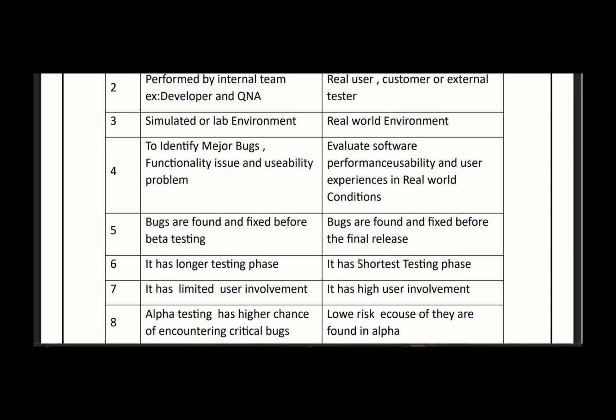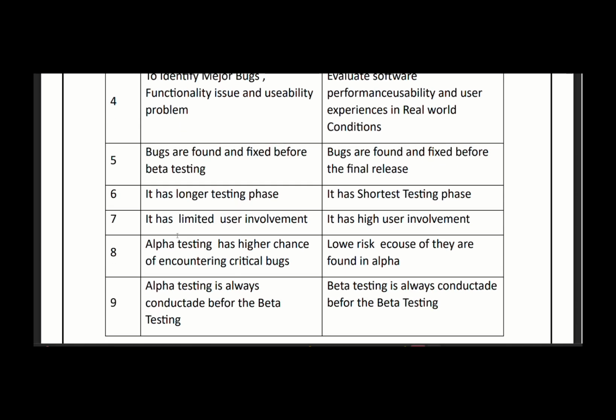Alpha testing has limited user involvement, and beta testing has higher user involvement. Alpha testing has a higher chance of encountering critical bugs, and beta testing has low risk because they are already found in alpha testing. The bugs are already found in alpha testing. Alpha testing is always conducted before beta testing, and beta testing is always conducted after alpha testing.